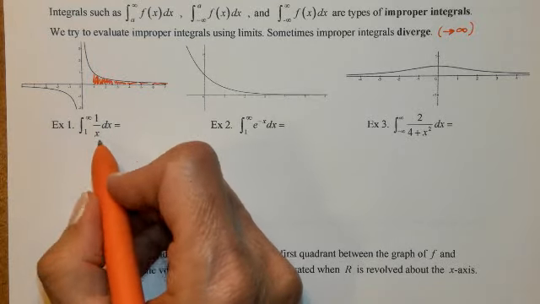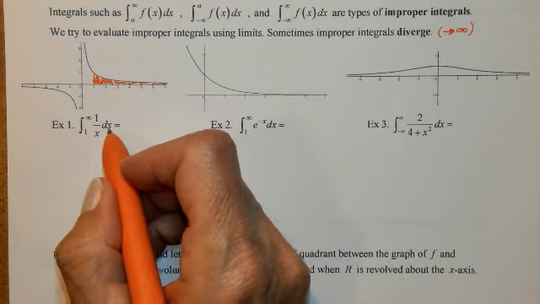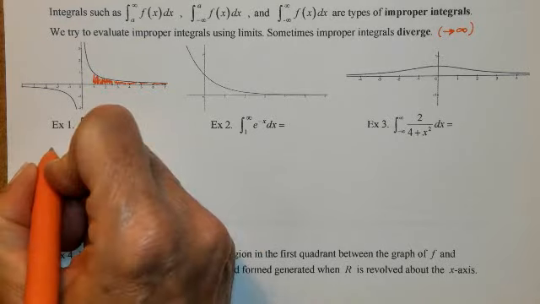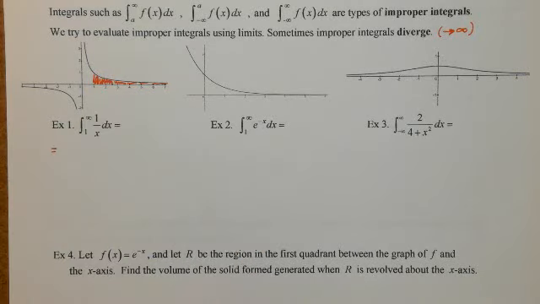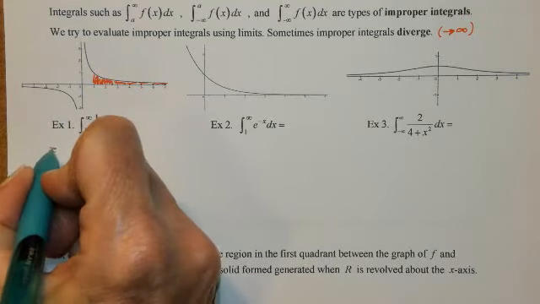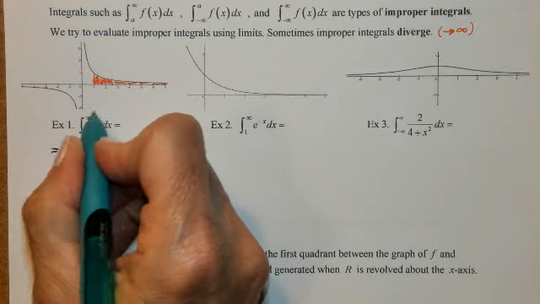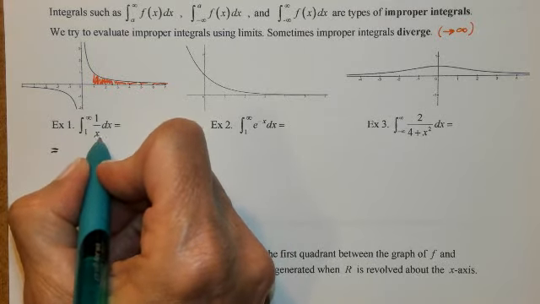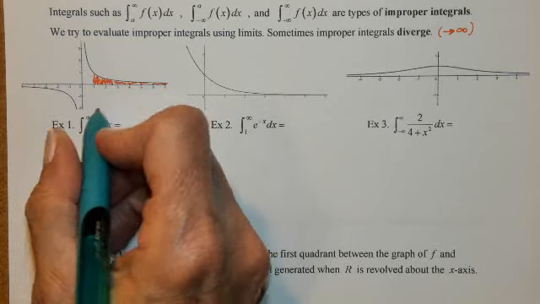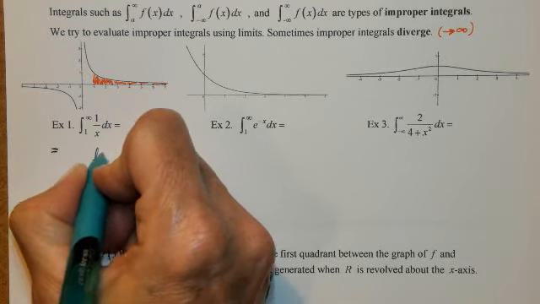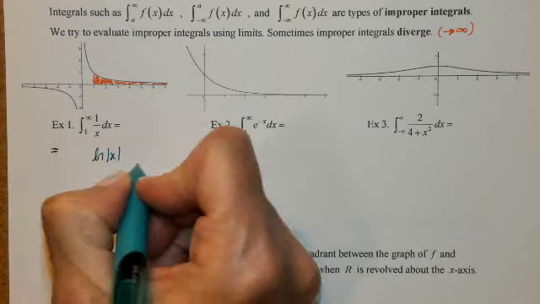Let's work this out using what we know. Now, here's what we're going to do. We are going to go ahead and find the antiderivative. So the antiderivative of 1 over x dx is natural log of absolute value x, right?